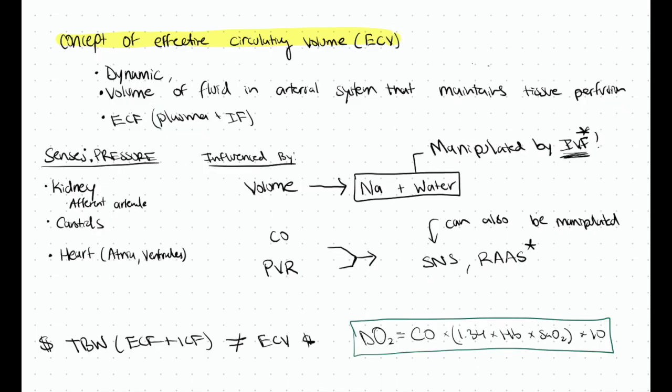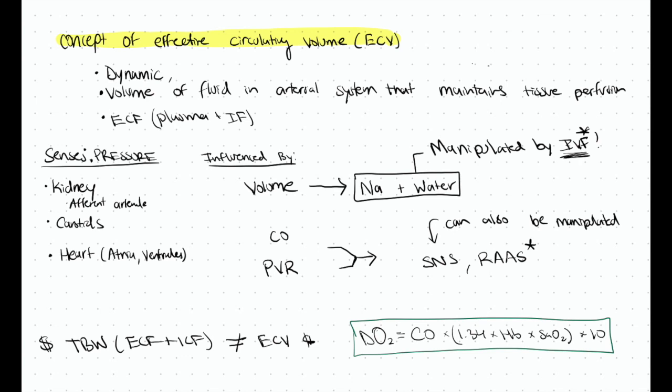Okay, next I want to introduce this concept of effective circulating volume, or effective circulating blood volume. By definition, it's the volume of the fluid in the arterial system that maintains tissue perfusion. This is the money variable we manipulate with fluids. It's dynamic. We're talking about the ECF here, okay? And we have sensors in the body that actually don't detect changes in volume. They detect changes in pressure, which is influenced by volume.